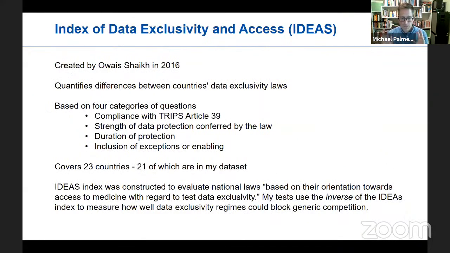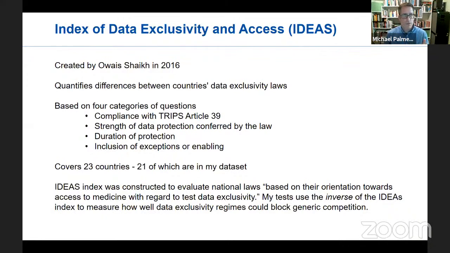So the analysis in that previous section was based on whether or not a country had data exclusivity in any form. It didn't really consider differences between countries' data exclusivity regimes. So now let's look at a metric that measures differences in data exclusivity from one country to the next.